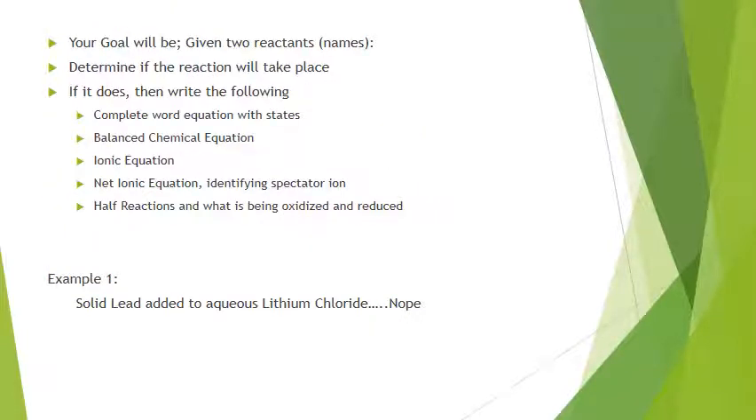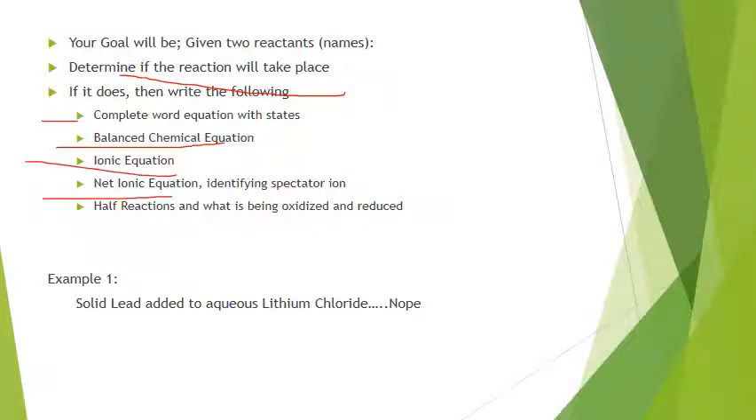Okay, so your goal will be, given 2 reactants' names, first of all, you're going to have to determine if the reaction takes place, okay, by using the activity series. And if it does, then you write the following. You write the complete word equation with its states.